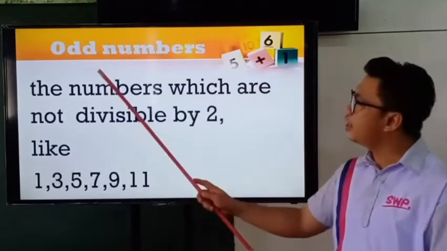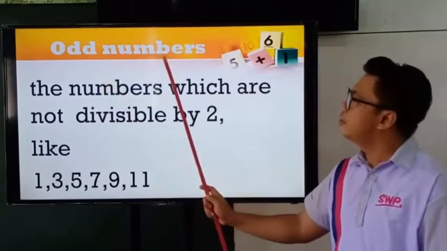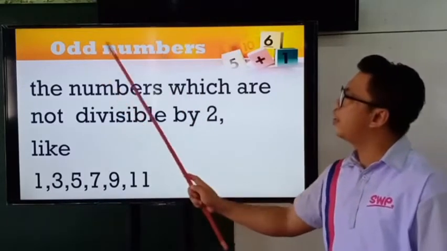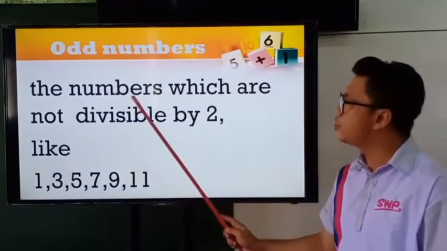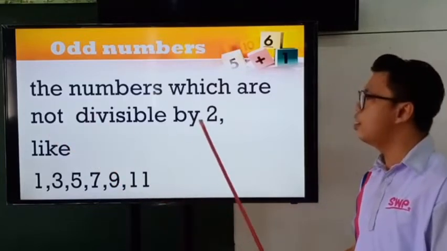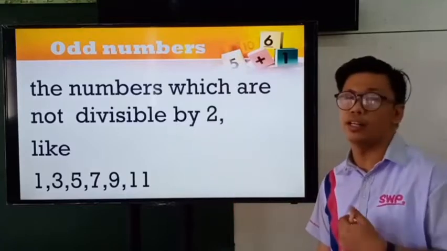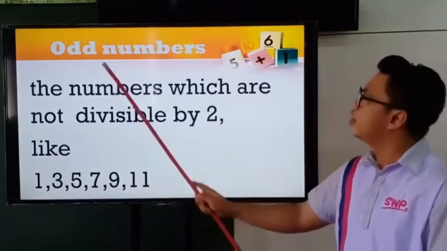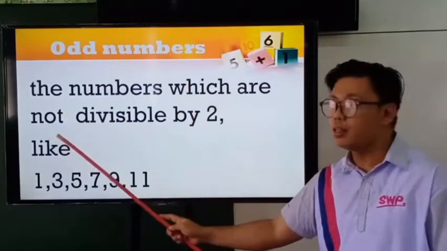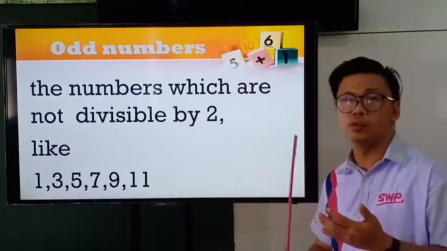We have here odd numbers. Everybody say again, odd number. So what is that odd number? Let's read. When we say odd numbers, the numbers which are not divisible by 2. It means it cannot be divided into 2. Again, odd numbers, the numbers which are not divisible by 2. It means we cannot divide into 2.